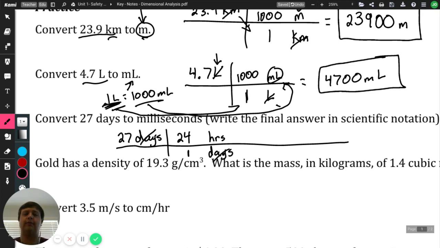Cancel out those days. Now, I ask myself, is hours what I'm looking for? Well, no. Again, my question's asking for milliseconds, right? So again, I have to cancel that out. So hours. Okay. Cancel out hours. Do I know how to convert from hours into milliseconds? Well, no, I don't. Do I know hours into seconds? Well, no, probably I don't. Do I know hours into minutes?